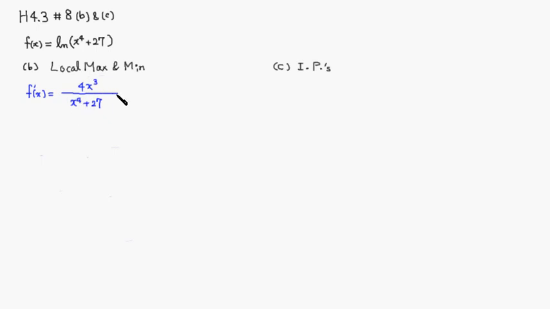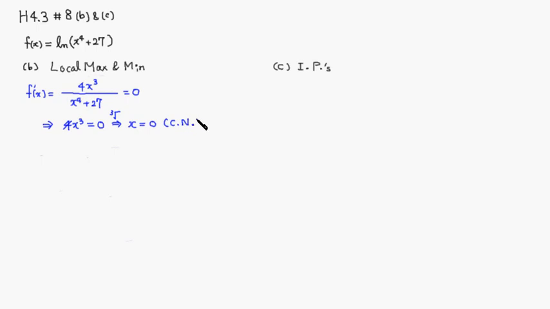Right? So we set that equal to 0 so that we can find the critical number. But you can see that we just have to set the numerator equal to 0. So 4x cubed must be equal to 0. But we can just divide through by 4, then take the cube root of both sides. So you end up with just x equals 0, right? So there's only one critical number in this case.